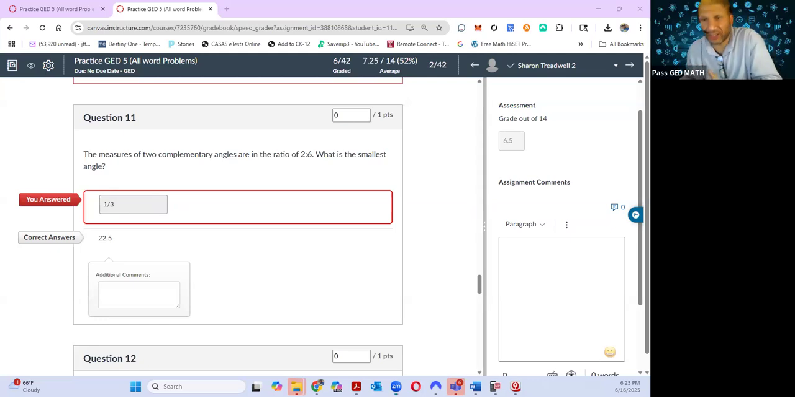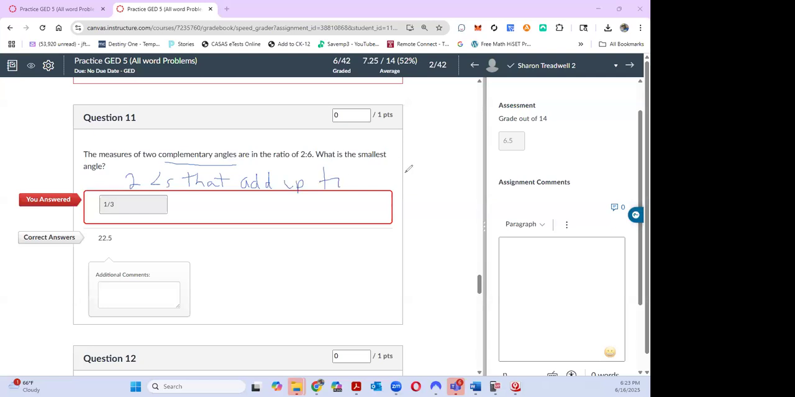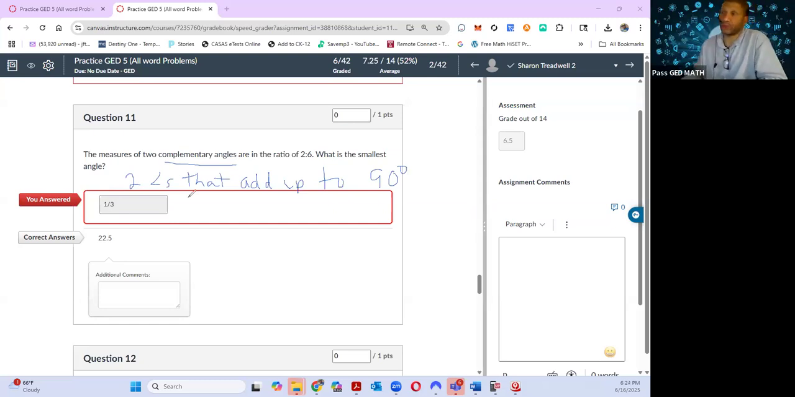This is not a GED type question. GED really doesn't ask you about complementary angles. But what I can tell you is you should know what a complementary angle is. But if you don't, I'm going to tell you. Complementary angles are two angles that add up to 90 degrees. So two angles that add up to 90 degrees.